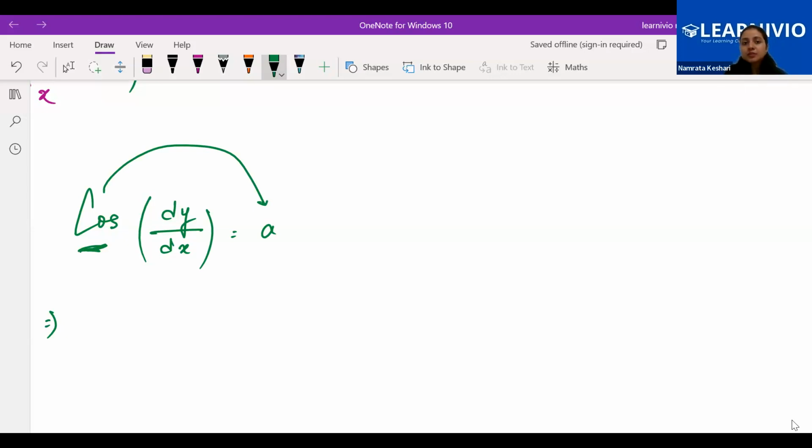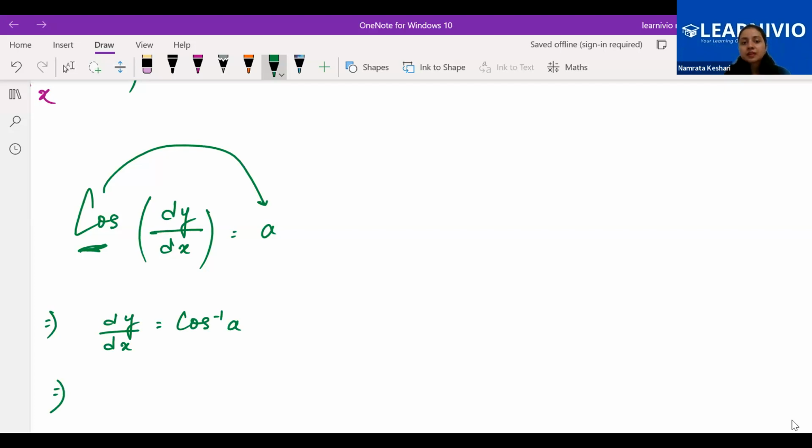Do you know that, Murtaza? That we can write it as dy over dx is equal to cos inverse A. Yes, ma'am. Okay. Then we can write it. Now what we try doing? We try keeping y terms on one side and x terms on the other side. So here you can see no x and y we can see, right?